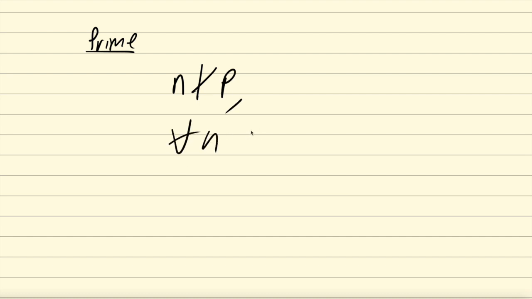Before going into this video, I'm just going to assume that you know what prime numbers are, and in case you don't, I'll do a small recap. Prime numbers are the numbers which are not divisible by any positive integer except 1 and the number itself. Basically, n does not divide p for all n belonging to Z plus except 1 or p. This is the definition of a prime number.